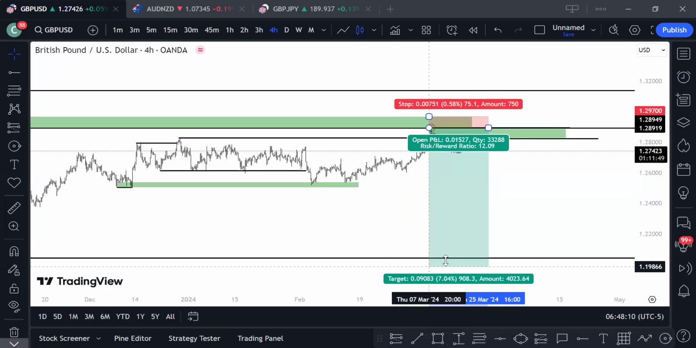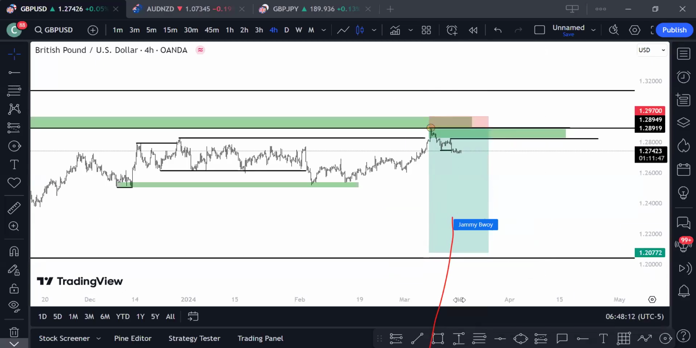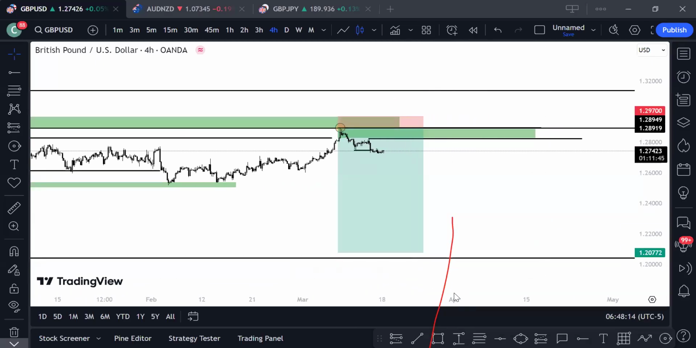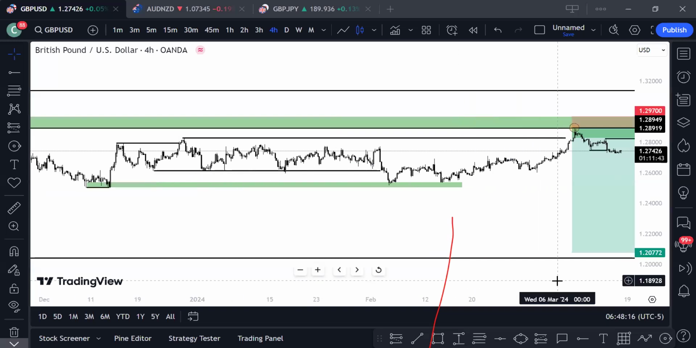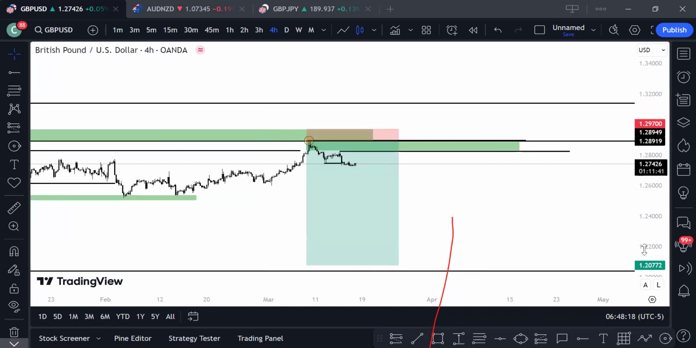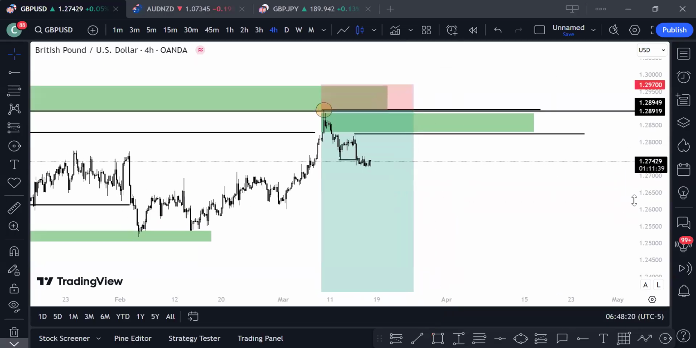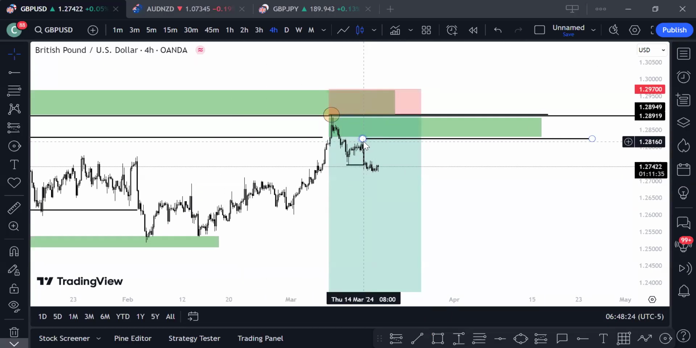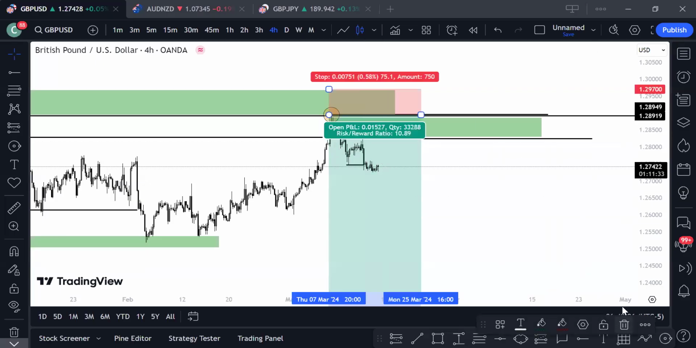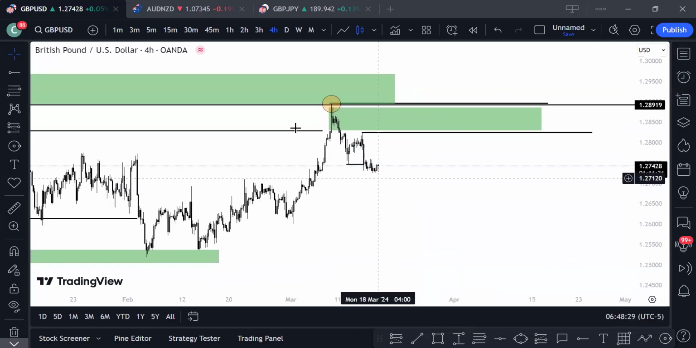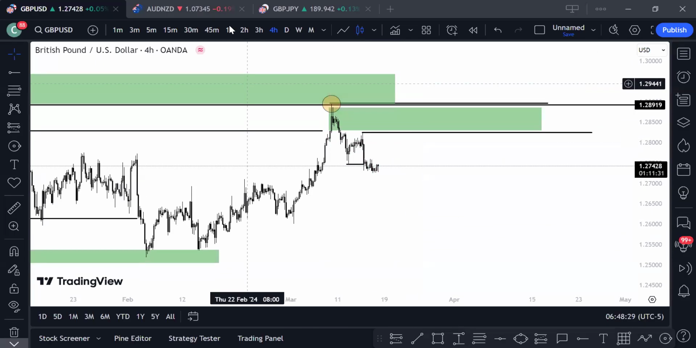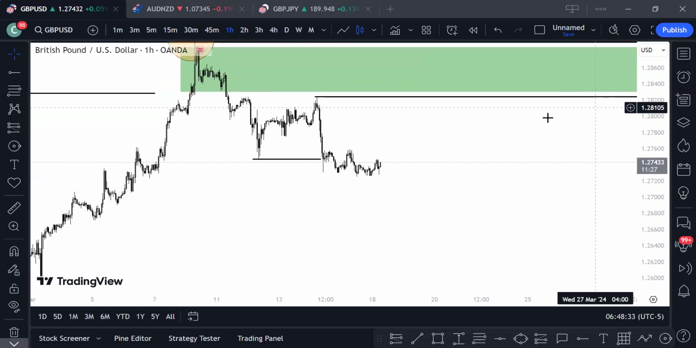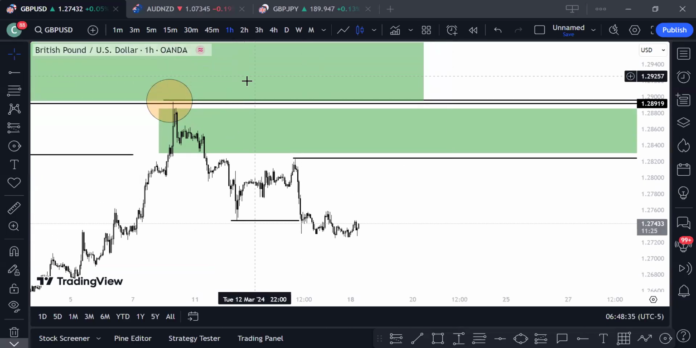This is the target for me though. So remember, I said this is a possible structural liquidity that price might likely retest and sell off from. So let's go to the lower time frame. Let's see what's happening there.